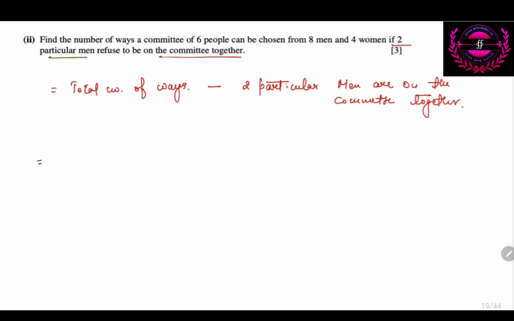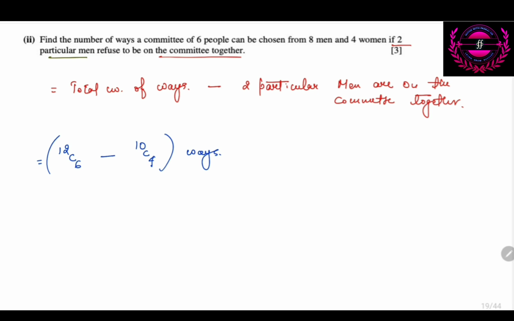Total number of ways in which 6 can be chosen out of 8 men and 4 women, so total 12, is 12C6 ways, minus the 2 particular men being on the committee together. If 2 men are on the committee together, they are already selected. Now we have to select 4 more people out of the remaining 10, which is 10C4, and this is our final answer.